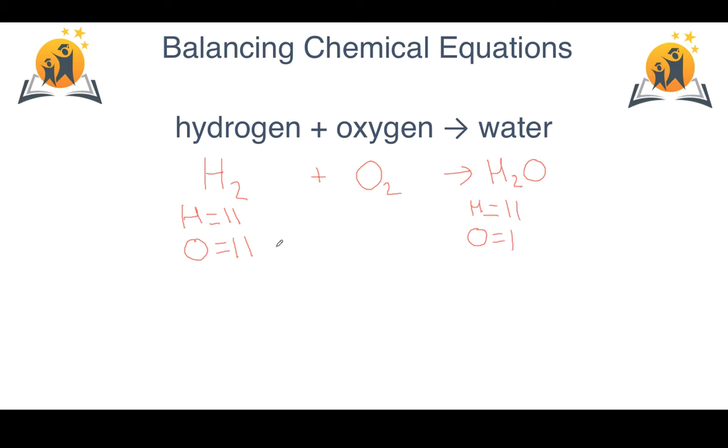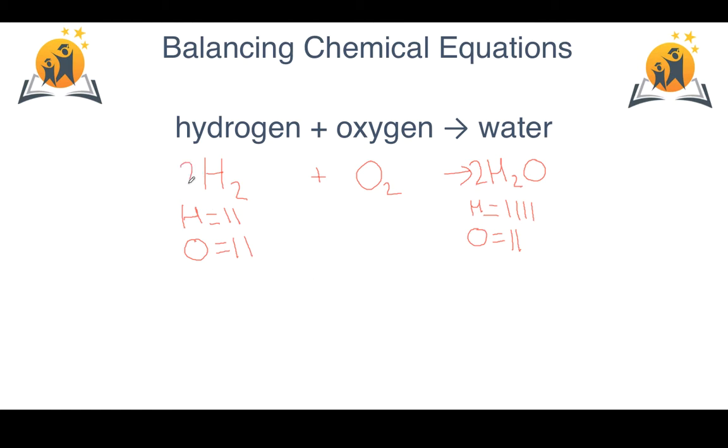We ask ourselves, is it balanced? The answer is no, the hydrogens are, but the oxygens aren't. So we need to put a multiplier of a 2 here at the front of the substance water. Retally, so 2 times 2 gives us 4 hydrogen atoms and 2 oxygen atoms. Is it balanced? The answer is no, the oxygens are, but the hydrogens aren't.